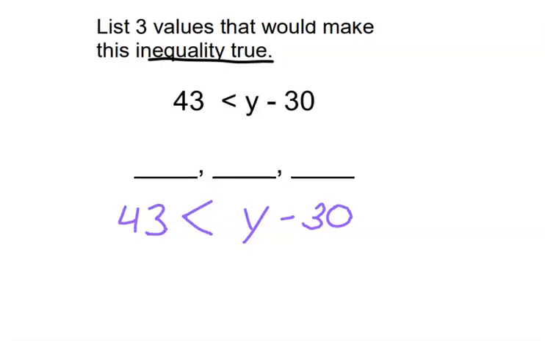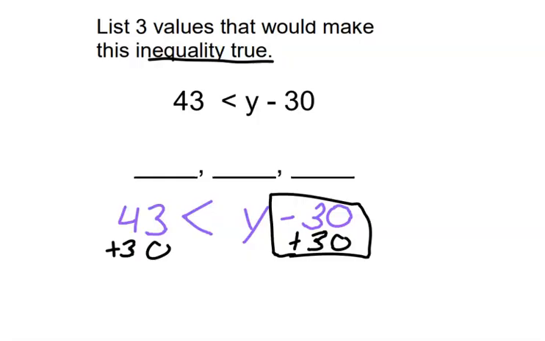So let's do this. We're going to add 30 on this side and add 30 on this side of the inequality. A positive 30 and a negative 30 becomes nothing. So the only thing left on this side is y. Then we have the less than sign. And then we have 43 minus 30. So, of course, 43 minus 30 is 13. So it says 13 is less than y.